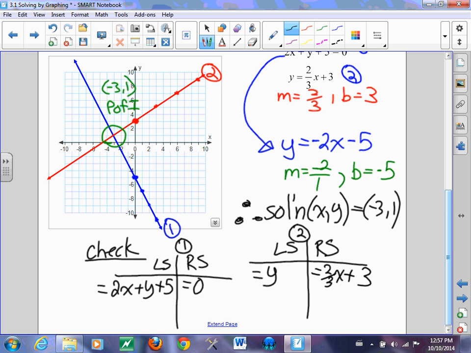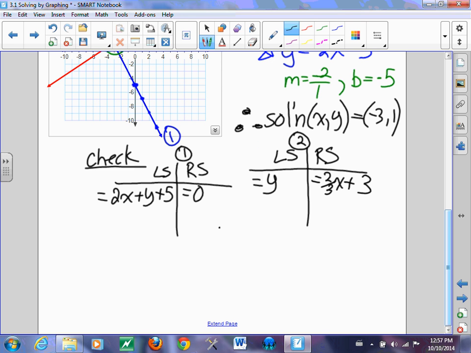Now what we do, folks, is we sub in our answer, our solution, which is where we see an x, we're going to put a -3. Where we see a y, we're going to put a 1. So it's going to equal 2 times -3 plus 1 plus 5. Let's simplify that. So it's -6 plus 6, and that equals 0. So far left side equals right side.